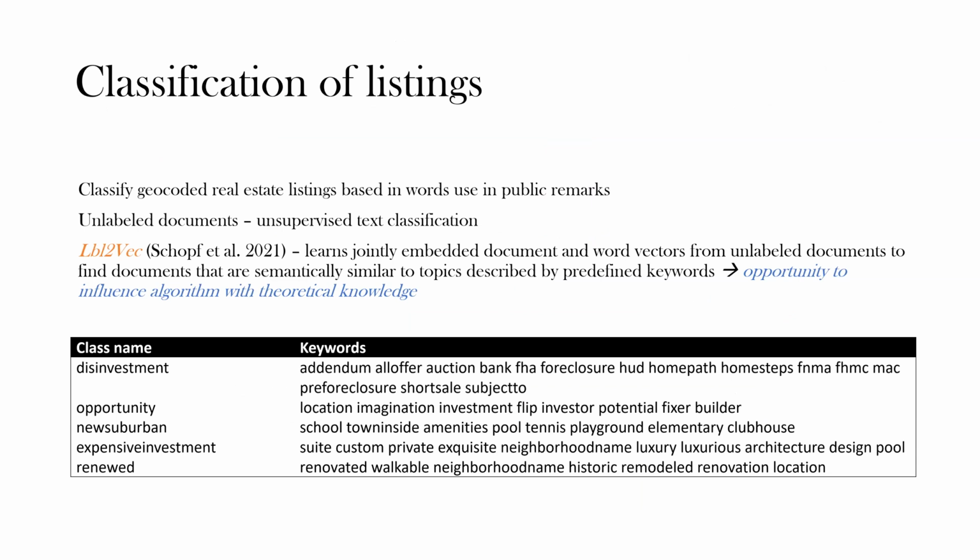So to classify the listing itself, if we just tried to do this as a completely unsupervised method, the computer doesn't know anything, it was not giving us anything that made sense, given what we know about cities. So instead, we used a method that enabled us to influence this learning process. And so what we did was we developed 5 classes, and we wanted the housing advertisements to be assigned to either disinvestment, opportunity, new suburban, expensive investment, or renewed. And we provided it a few keywords after studying extensively these lists. And it learned from those words and the surrounding context and classified each of the property listings to one of these groups. Okay, next slide.